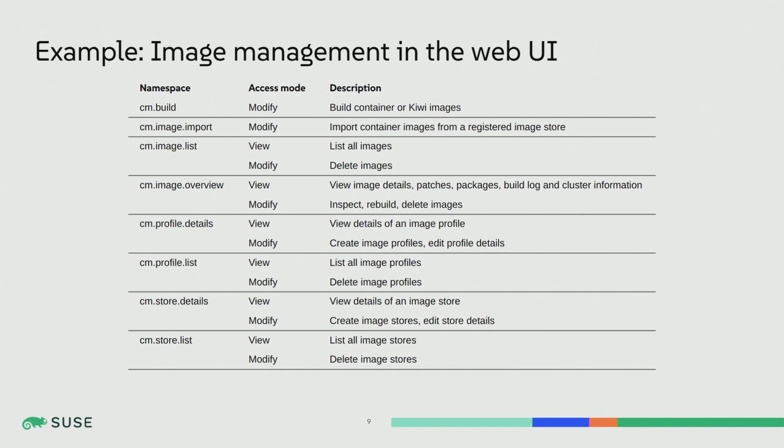So on top, cm.build gives you access to build container images and OS images. And for example, there's cm.profile.details, right in the middle. We have a view mode and a modify mode. The view mode will let you view the details of an image, which system it's been built on, where the Dockerfile comes from, also maybe CVE audit results, etc. But the modify access will provide access to create image profiles and edit those details.